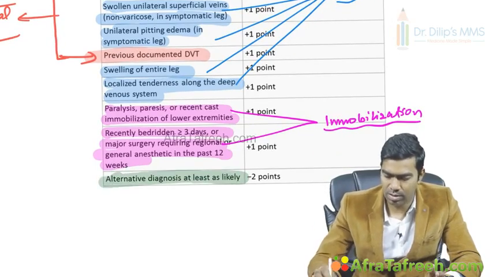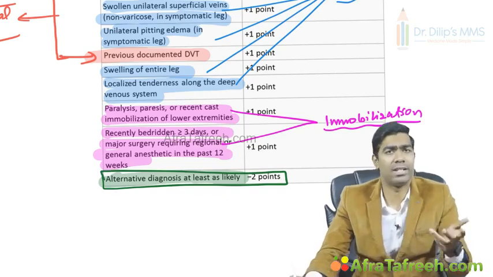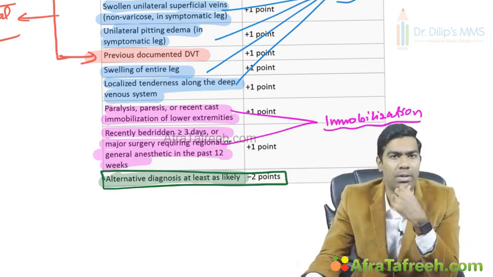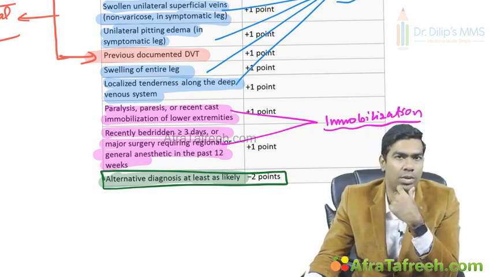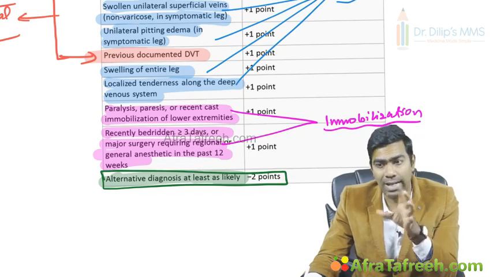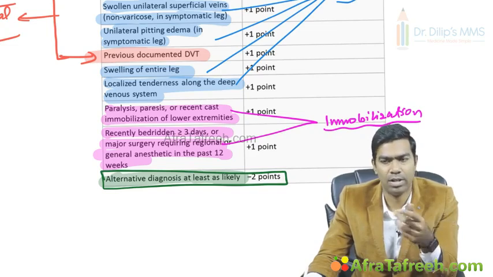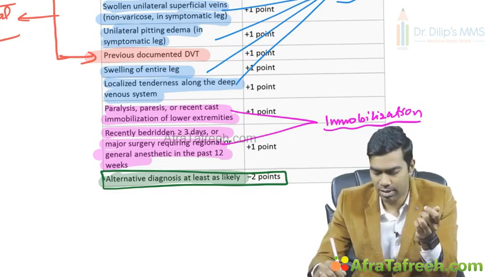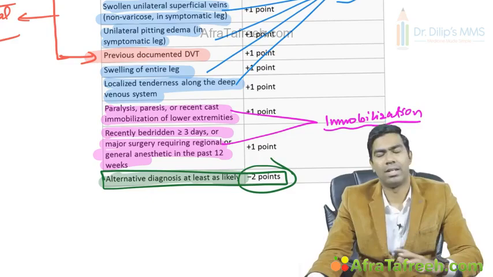Then alternative diagnosis is at least as likely, which means you have an alternative diagnosis that can explain the edema. Simple example: a patient is a diabetic and is coming with a high grade fever and sudden onset swelling of the right lower limb. What do you think there? I will think of cellulitis as a first possibility, even though DVT can be there. I'm not saying no, DVT can be there, but cellulitis is the first possibility. So if you have an alternative diagnosis as a first possibility, apart from DVT, the score will be degraded by 2 points, which is a -2 point, which means it goes against DVT.